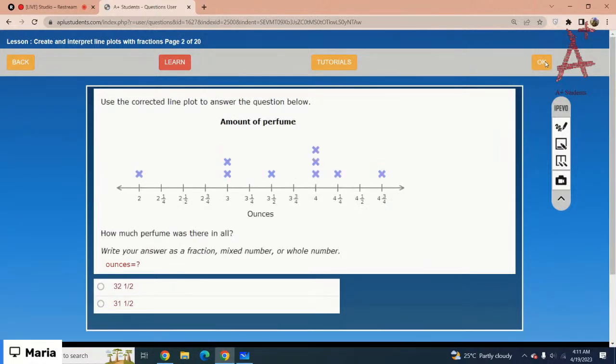Okay, the next one is use the corrected line plot to answer the question. How much perfume was there in all? You have to calculate total perfumes. Got it? That means you add up. You need to add up all the perfumes. 1, 2, 3, 4, 5, 6, 7, 8, 9.